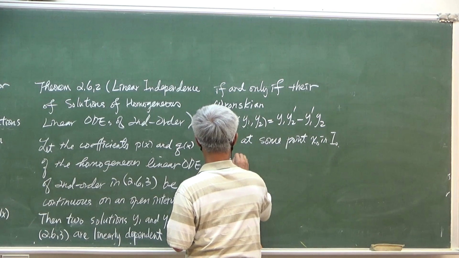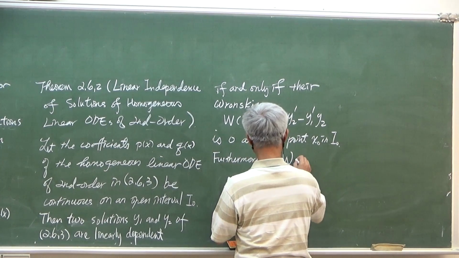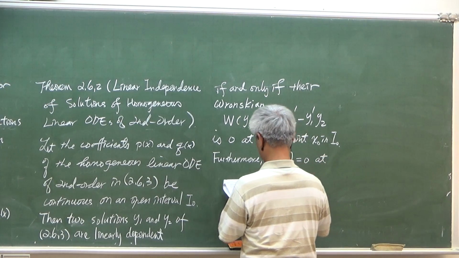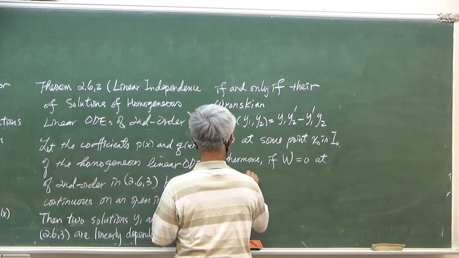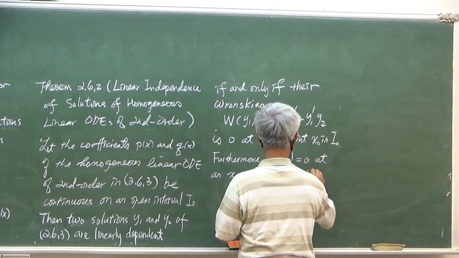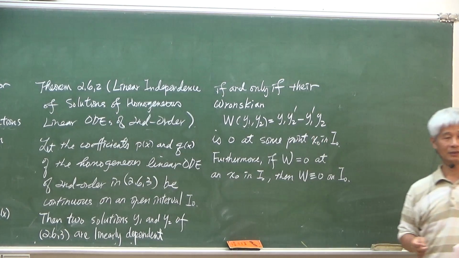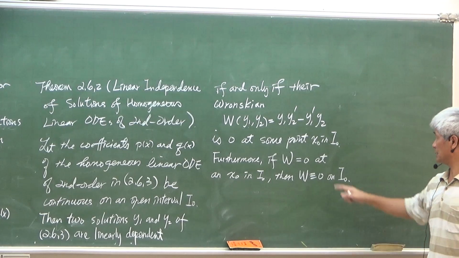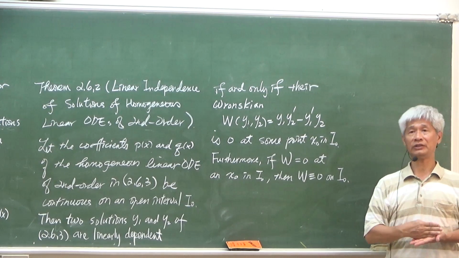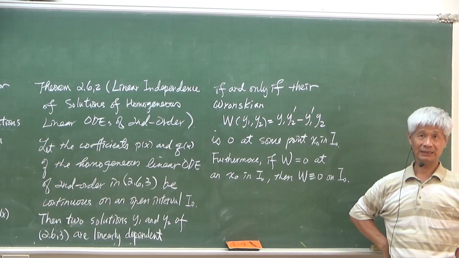Furthermore, if the Wronskian is 0 at x0 in I0, then the Wronskian is identical to 0 on I0. So if there's one point such that the Wronskian has value 0, then the Wronskian itself is the all-0 function. Very strong. Okay? It is very strong.